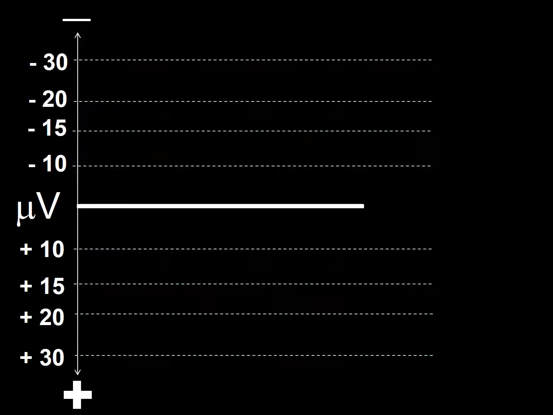In this frame, I am introducing a voltage line. Notice that the negative values increase as they go up, whereas the positive values increase as they go down.